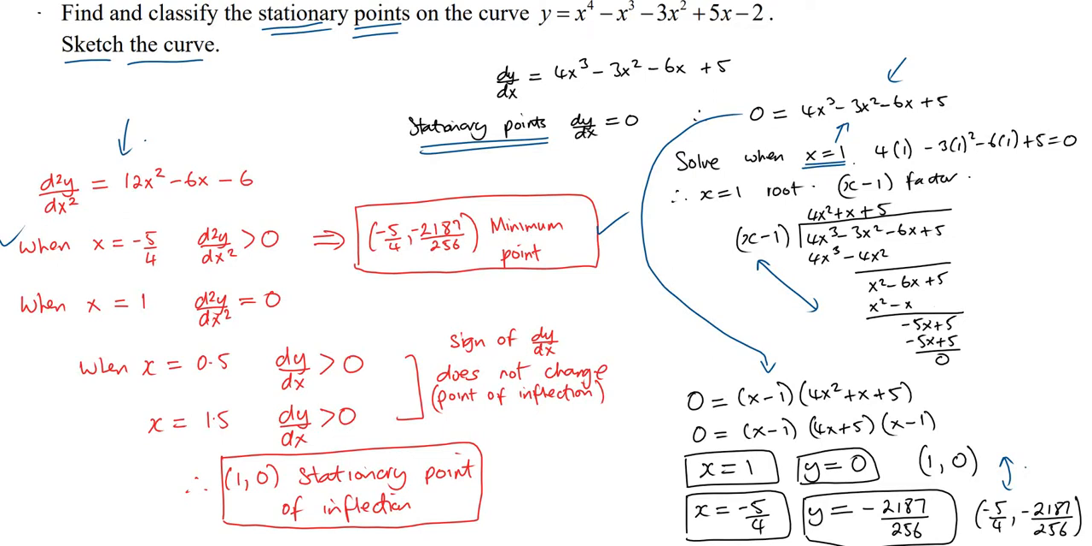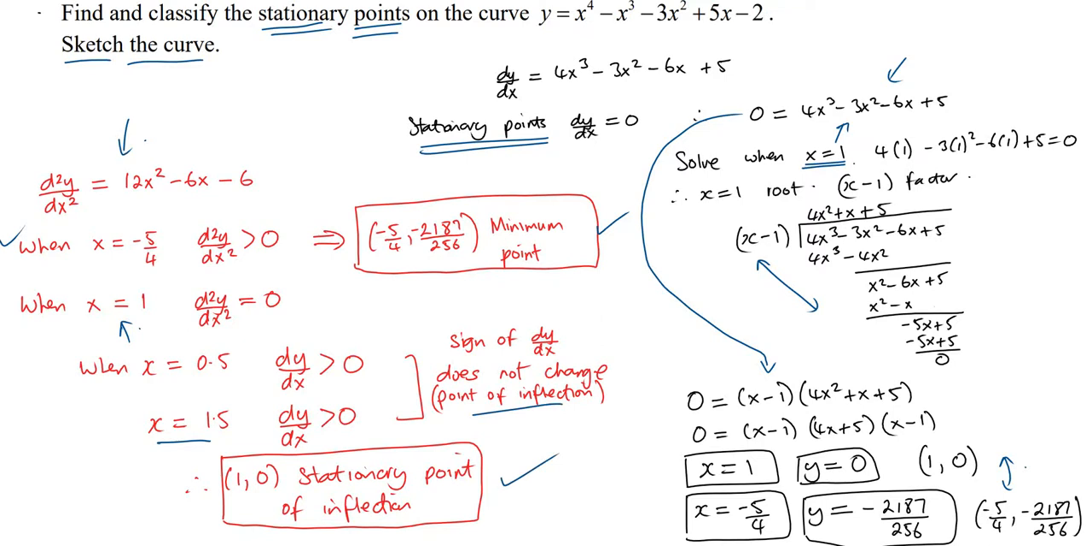So what we do is look either side of x equals 1. On one side, x equals 0.5, we find dy by dx is greater than 0, and on the other side, x equals 1.5, we get dy by dx is greater than 0 again. So the sign of dy by dx does not change, so it must be a point of inflection, and dy by dx is equal to 0 there, so it's a stationary point of inflection. Okay, so there's a lot in that.